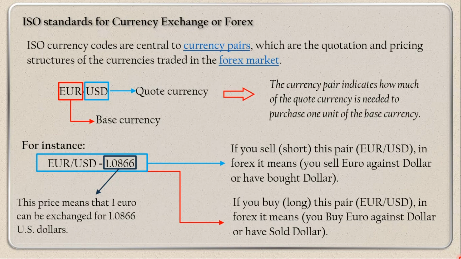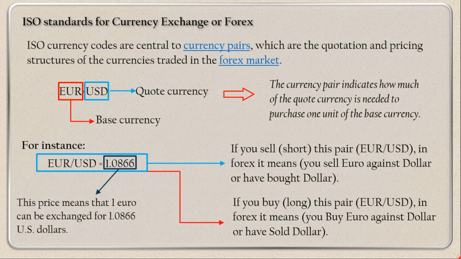If you sell or short the currency pair in the Forex platform, it means that you keep the quote currency with you or sell the base currency. So it's very simple. As a beginner trader, it is very necessary for you to know this part: what is happening when you are buying any currency pair, or when you are selling a currency pair in the Forex.